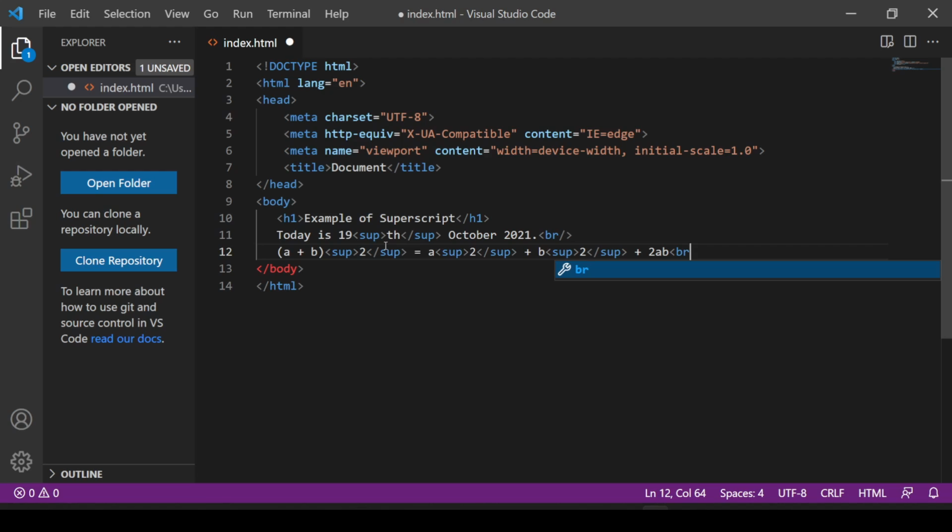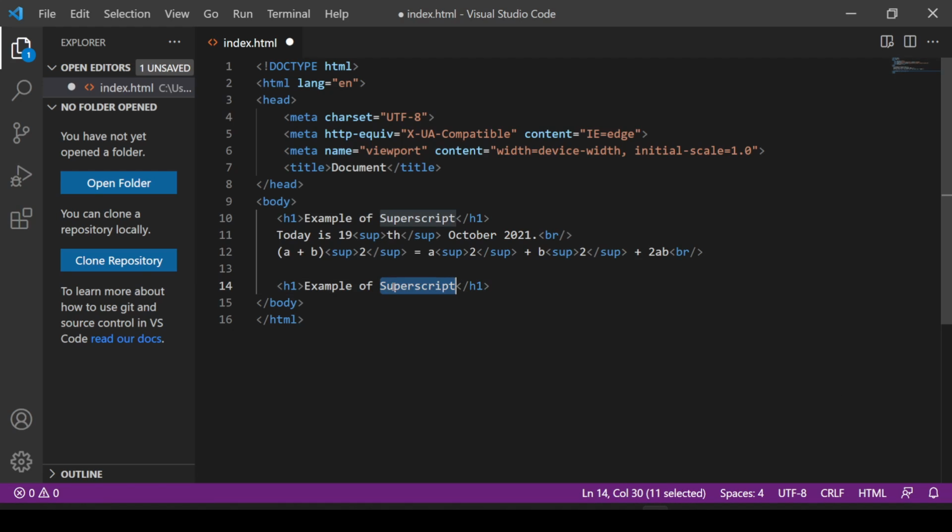Now let's see the subscript. Example of subscript. Likewise, superscript tag is the first 3 word letters, that is sup. In the same manner, subscript tag's name is sub.